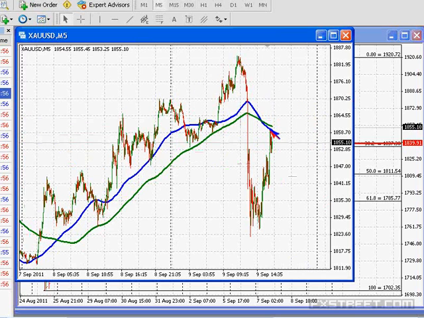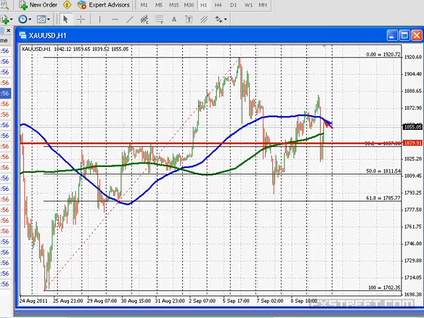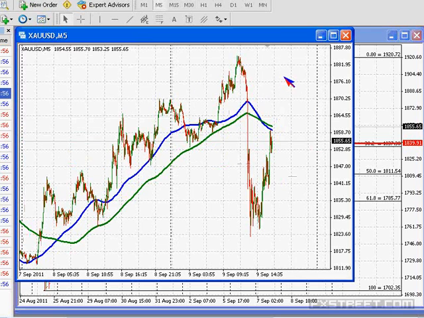Oh, look at this on the 5-minute chart. We're right at the 100 and 200-bar moving average here too. So we have a few reasons to think that there's good resistance up here at the 1863 level. If we break above that level, it should go higher.